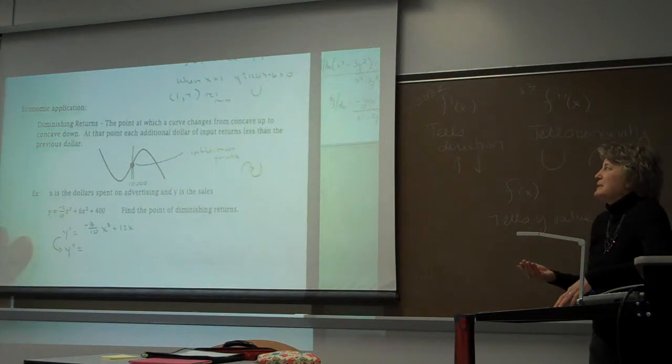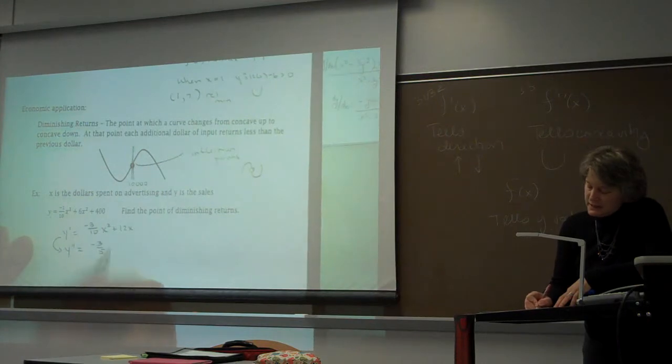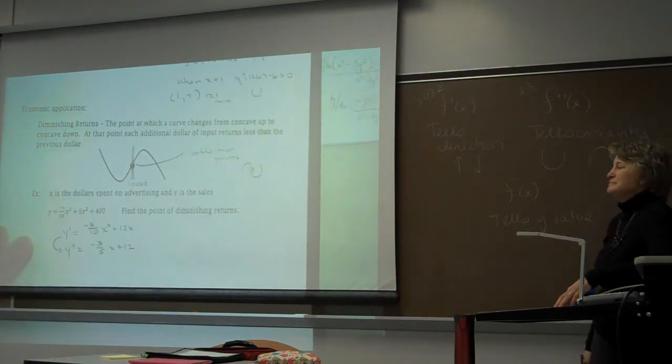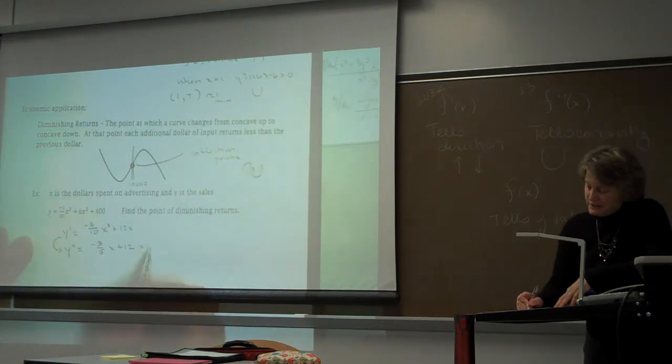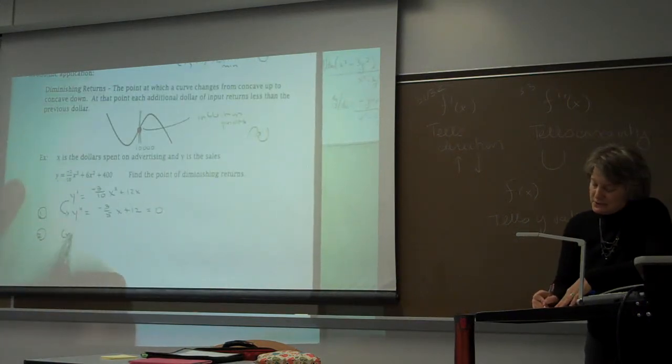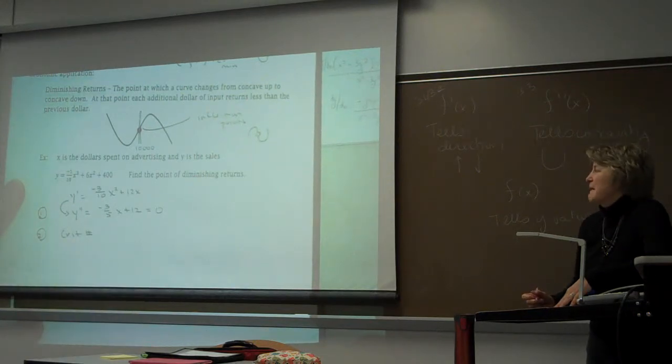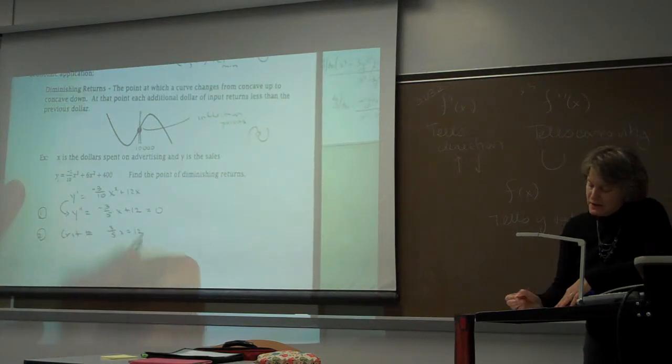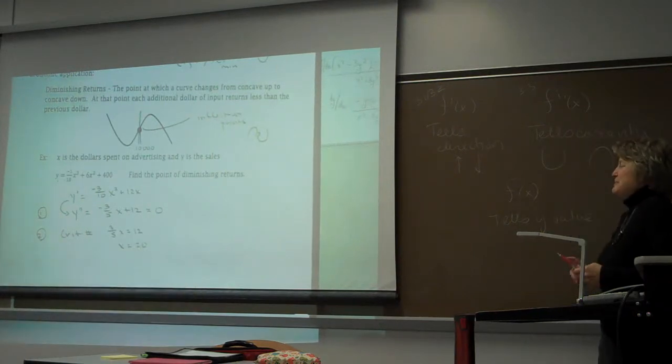And I'm saying that because a lot of people on my quiz set the first derivative equal to 0 for point of diminishing returns. Okay, so you don't want to do that. You want to set the second derivative equal to 0. Okay, and that's where I'm going to get my critical values. So step 1, get the second derivative. Step 2, get the critical number, or numbers. And that's when 3/5 x is equal to 12, or when x is equal to 20, if you multiply both sides by 5/3.